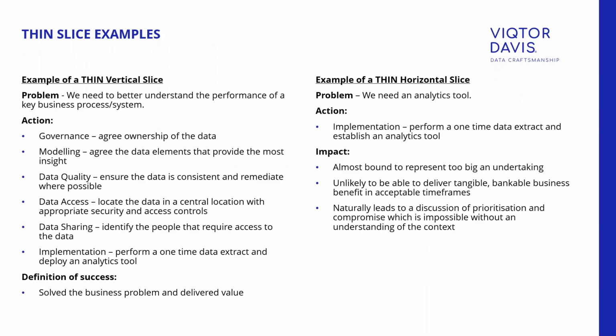So what's an example of a thin slice? An example of a thin vertical slice is a problem. We need to better understand the performance of a key business process and system. So, a business problem. In order to address that business problem, following the data delta, we'd look at governance. We'd agree who owns that data in that business process and system. We'd model it to understand it. We look at the data quality to make sure it's consistent and we can remediate it where possible, as early as possible. We look at the access.